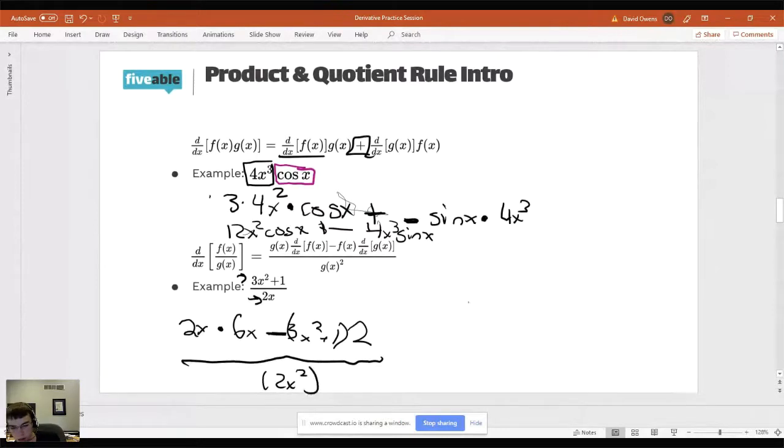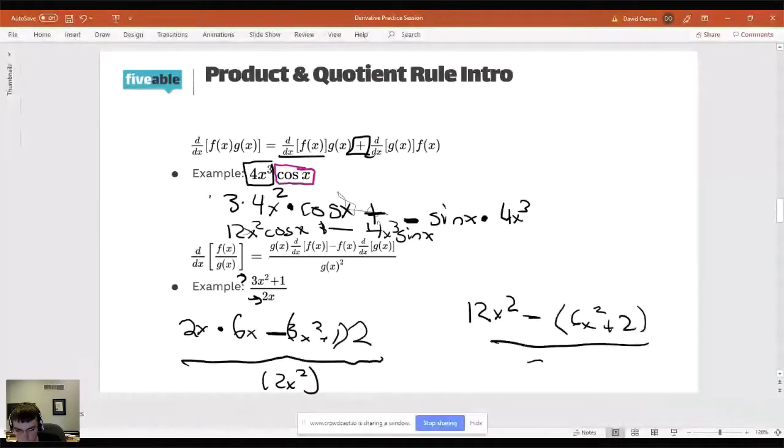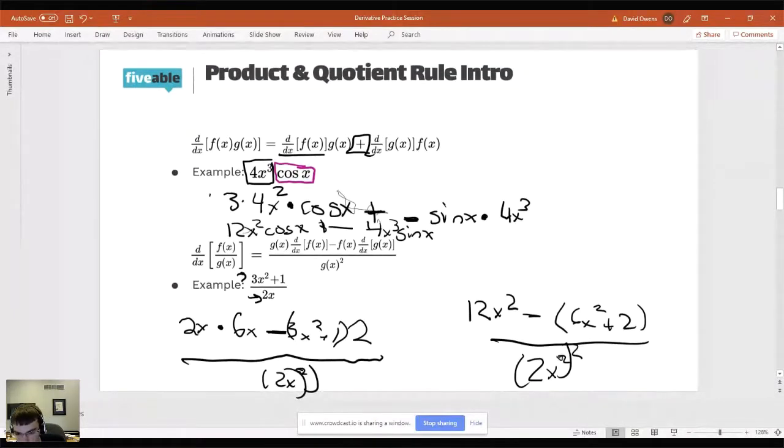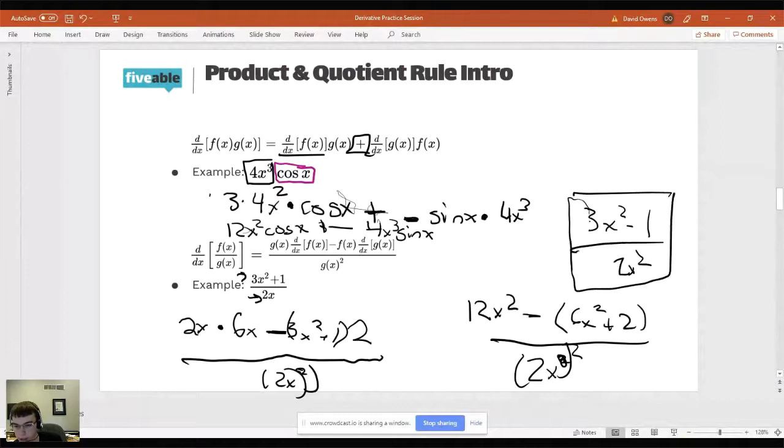So simplifying that, that will give us 12x squared minus 6x squared plus 2 over 2x squared squared, or rather, 2x squared. And if we simplify that, that'll give us 3x squared minus 1 over 2x squared as your end result. I am sorry, that should be a 4x squared.